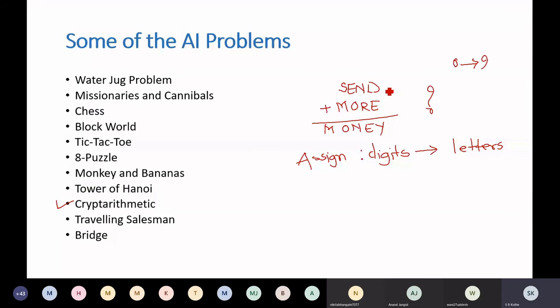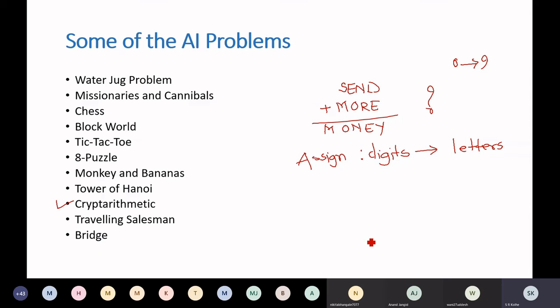Okay, that means D plus E is equal to Y. That's what it means. So find out what D is, what E is, and what Y is. Such problems are called crypto-arithmetic problems. These problems require a lot of thinking. It's a constraint satisfaction problem. You might have come across this type of problem in competitive examinations. So a lot of logical thinking is required to solve such a problem.